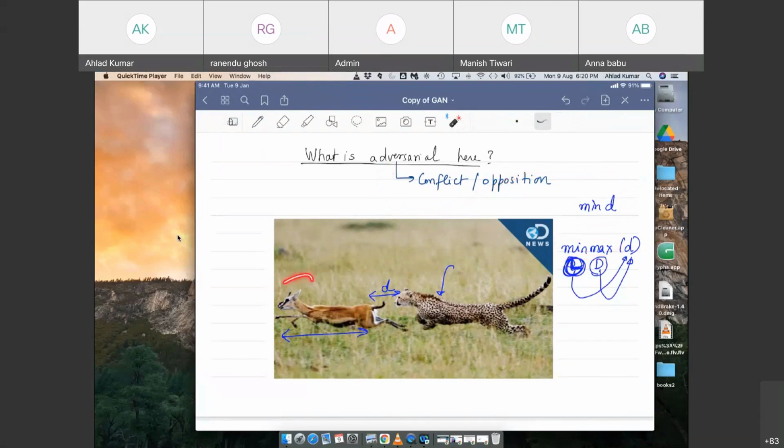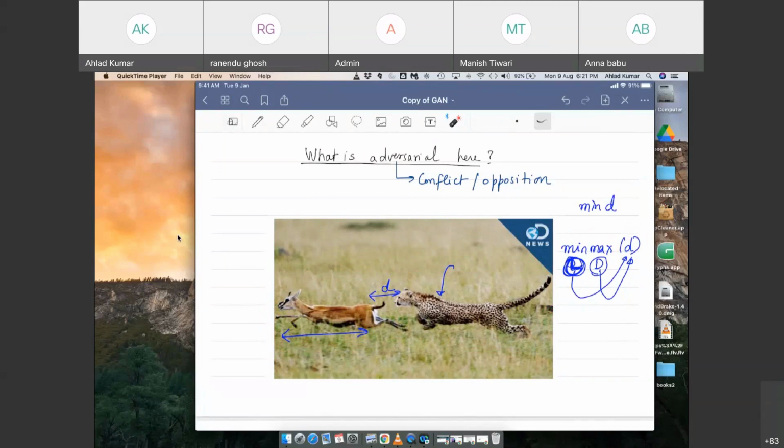So this is a practical, real-life example of how adversarial learning happens in real time. Here we have min max over the distance d. This is basically the adversarial learning that is going on. So we have learned two words in generative adversarial network: one is generative, another one is adversarial, and now the third one is network.